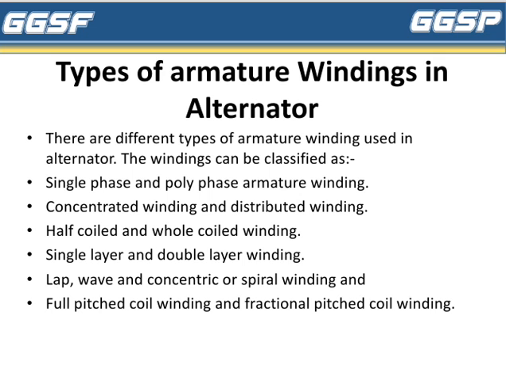Now types of armature windings in alternator. There are different types of armature winding used in alternators. The windings can be classified as single phase and polyphase armature winding, concentrated winding and distributed winding, half coil and whole coil winding, single layer and double layer winding, lap, wave and concentric or spiral winding, and full pitch coil winding and fractional pitch coil winding.